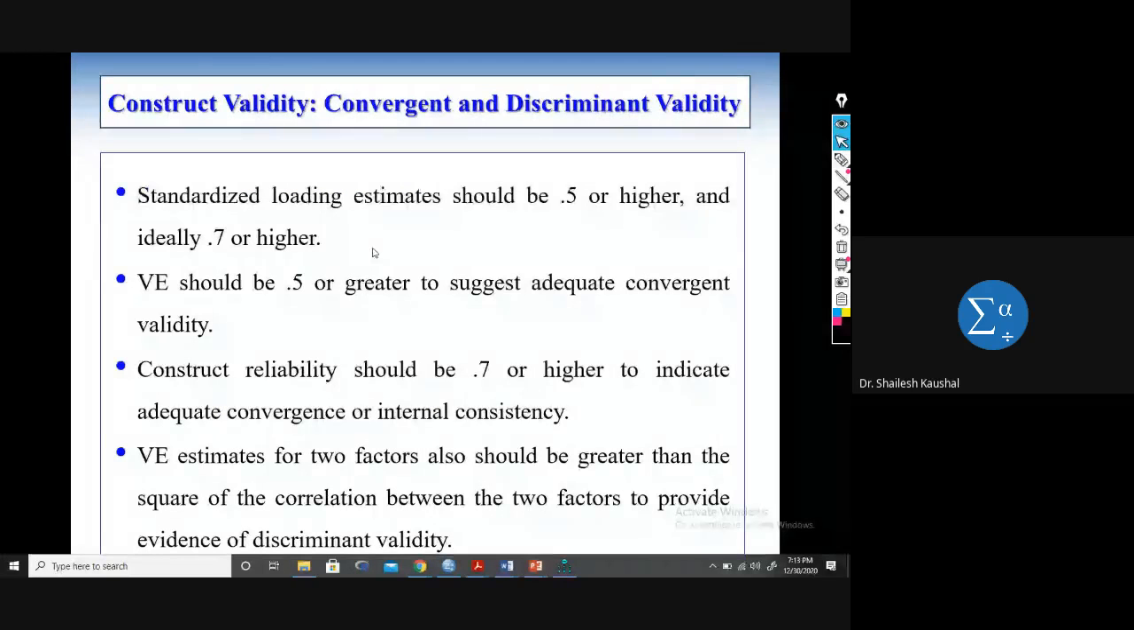For construct validity, the convergent and discriminant validity, the standardized loading estimate should be 0.5 or higher, and ideally 0.7 for factor loading. I told you factor loading should be greater than 0.714, because if we square it, the variance will be 0.5. These are the variance extracted estimates, and it should also be greater than the squared correlation between the two factors, which I have discussed.